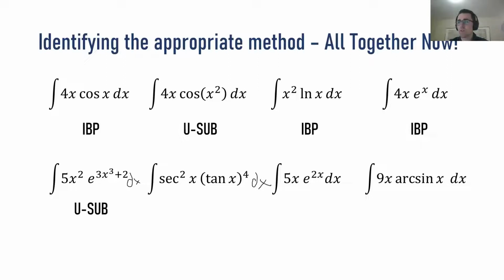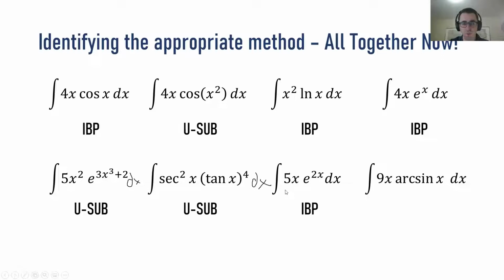Moving on to the sixth integral, this is also u substitution. Derivative of tan x, which is the inside function, is secant squared of x. So we're able to see the derivative of tangent is hanging around. That makes that u sub. Third case, integration by parts.